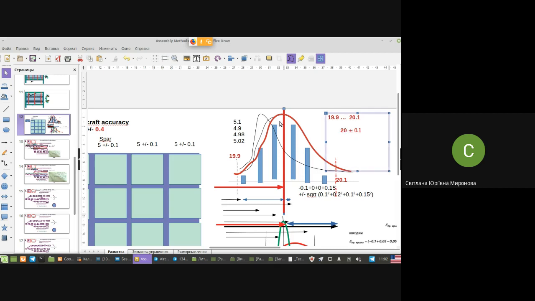Maybe it's a grouped object. Yes, ну, разгруппировать.